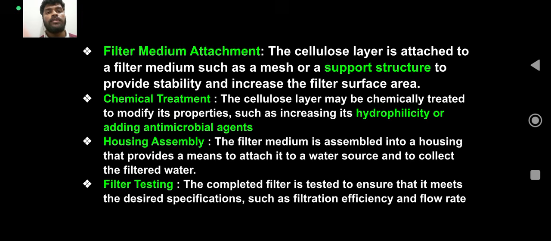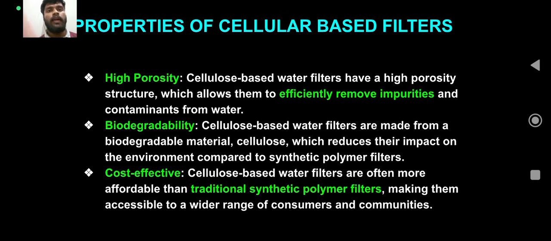And housing assembly. The filter medium is assembled into a housing that provides a means to attach it to a water source and collect the filtered water. And the filter testing. The completed filter is tested to ensure that it meets the desired specifications such as filtration efficiency and flow rate. And the next, let us see the properties of cellulose based water filters.